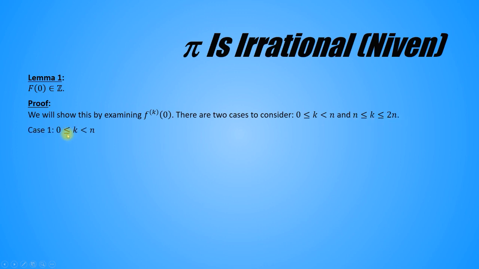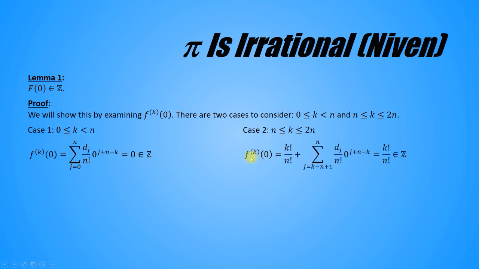Okay, case 1. K is between 0 and n. So here I plugged 0 into the kth derivative of little f, and that 0 is right here. And you'll notice that every term in this sum is 0. So the sum itself is 0, and 0 is an integer. And case 2 is where k sits between n and 2n. And in this case, if I plug 0 into the kth derivative of little f, something similar happens. All these terms go to 0, but I'm left with this constant term over here. So this equals k factorial over n factorial. And that's an integer because k is at least as big as n. So, since the kth derivative of little f at 0 is an integer for all possible k, then it follows that capital F of 0 is an integer as well. So that proves lemma 1.